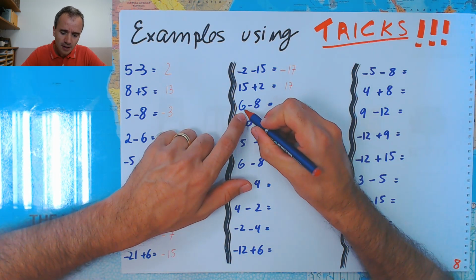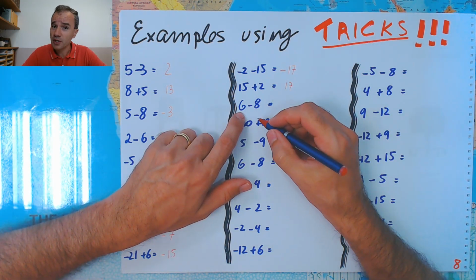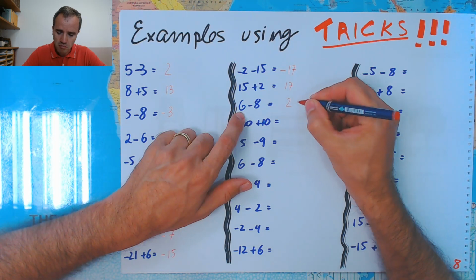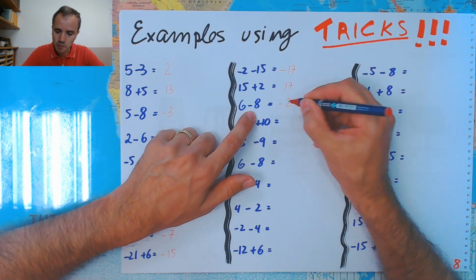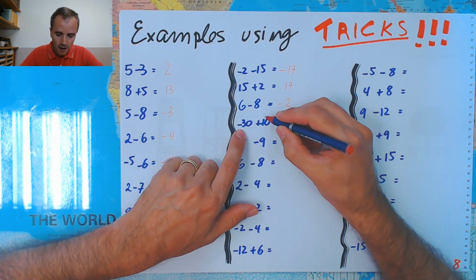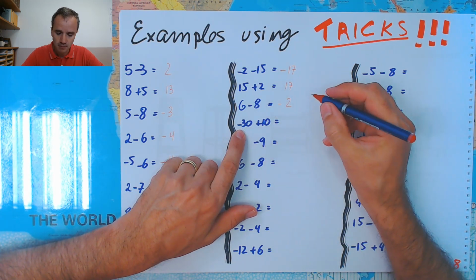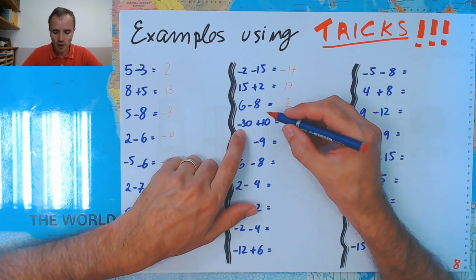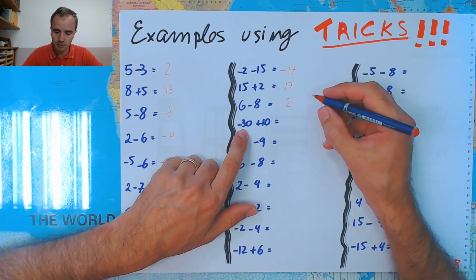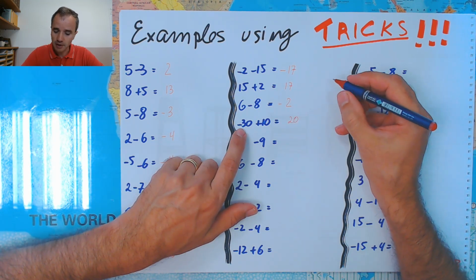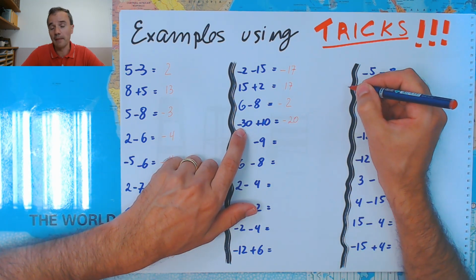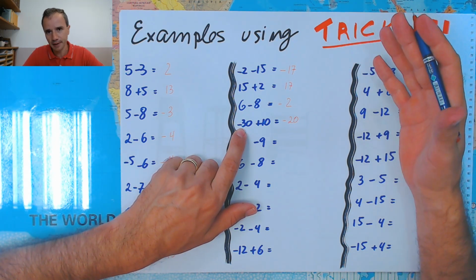Okay, again, 6 and 8. Well, what is the difference between 6 and 8? 2. Because 8 is bigger, it's going to be negative. Okay, again, minus and plus. So, you can start like this. What is the difference between 30 and 10? 20. Because 30 is negative. Because 30 is the bigger number, okay?